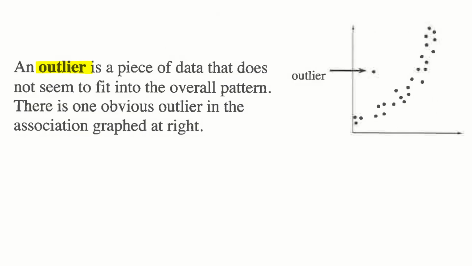And then finally, an outlier. An outlier is a piece of data that does not seem to fit the overall pattern. There is one obvious outlier right here on the graph. The rest of the data is fitting some exponential curve, but that one particular data point appears to be an outlier.